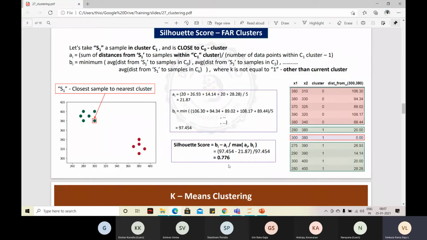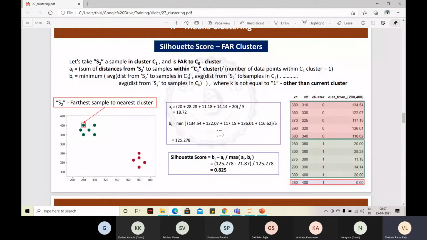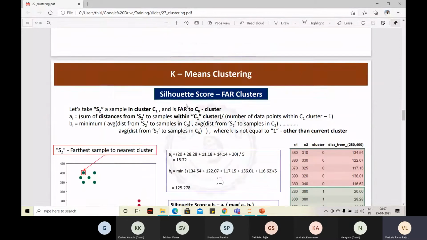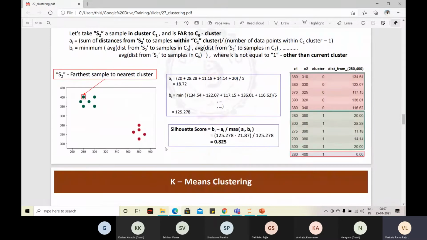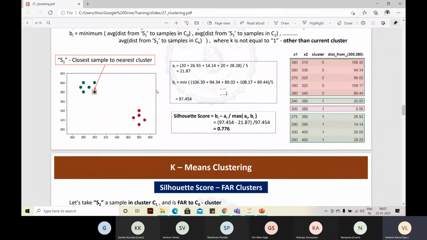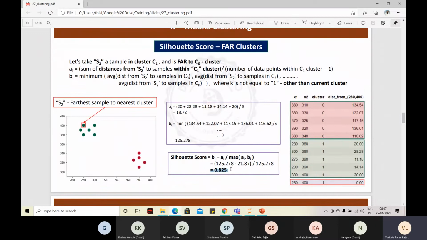Two clusters are too far, so I've got a positive number close to 1. Okay, silhouette score for the farthest data point. See this here, this is the closest data point to the neighboring cluster. See this, we have got 0.776. I have taken the farthest data point from the neighboring cluster and tried to calculate. See this, it is more, right? This is 0.776, this is 0.825. So silhouette score is clearly going to show you whether a data point is close to the neighboring cluster, or far from the neighboring cluster, or overlapping with the neighboring cluster.